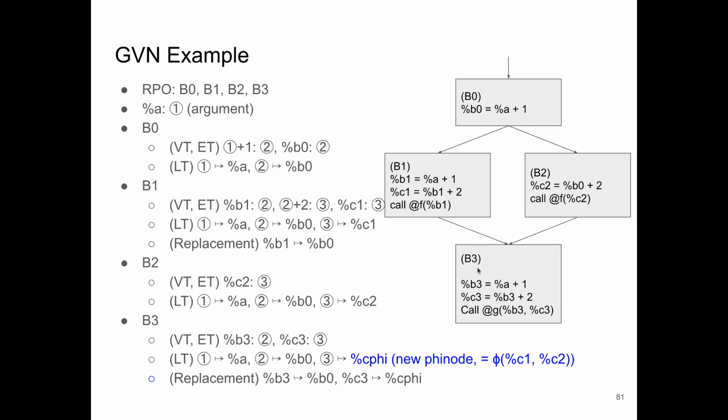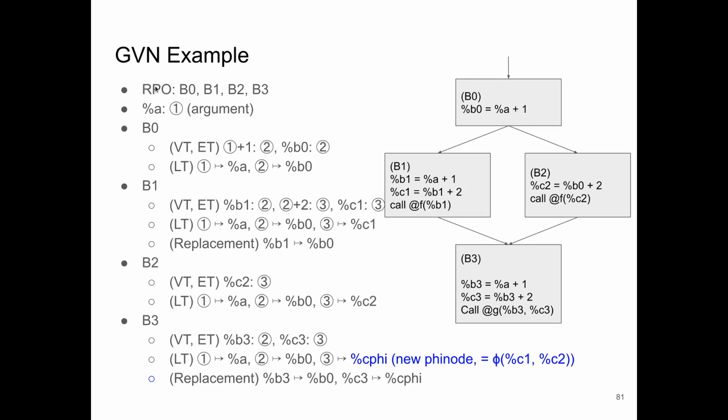And in B3, we're going to compute A plus 1, which is equivalent to B, and B plus 2, which is equivalent to C. And you can see that there are a lot of redundant computations. So A plus 1 is computed 3 times in this program, and B plus 2 is defined 3 times. So there are many computational redundancies. And the purpose of this GVN is reducing such redundancies.